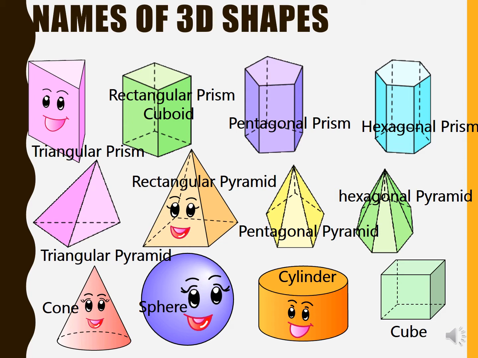We have learned prisms, pyramids, cones, spheres, cylinders. For prisms, there are two bases with the same shape and the same size. For a pyramid, there is only one base and a pointed top. For a cone, sphere, and cylinder, there are some curved surfaces.